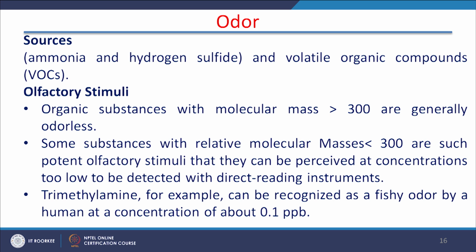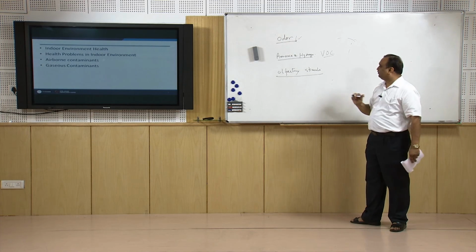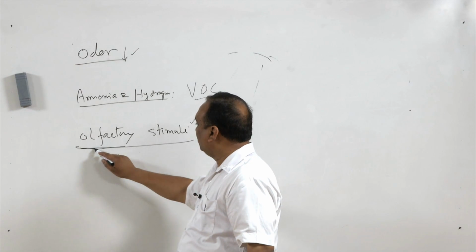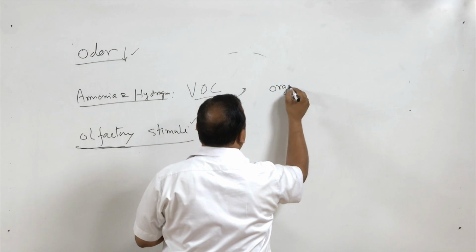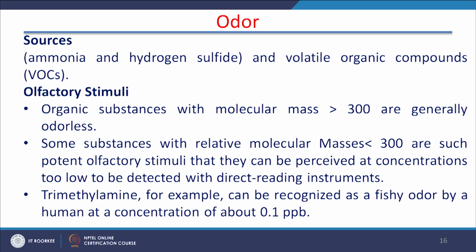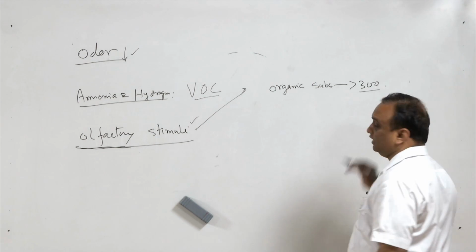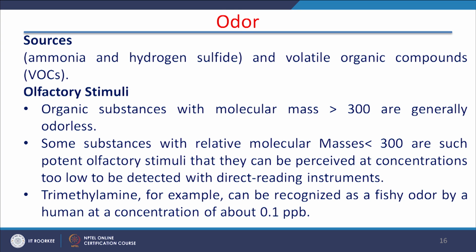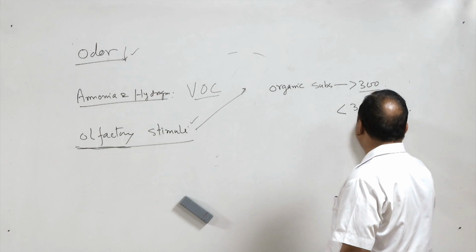So, there are certain olfactory stimuli. Olfactory stimuli means those substances which stimulate the sensing of odor by the nose. Any organic substance having molecular weight more than 300 is normally odorless. So, if any organic substance present in the air has molecular weight more than 300, it is odorless. Some substances having less than 300 are also odorless.